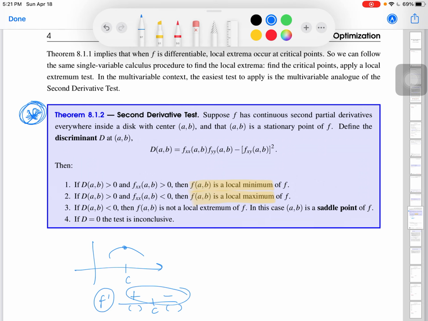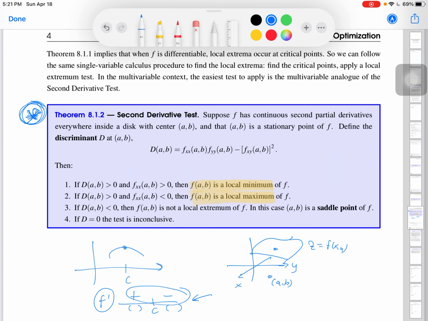And then from the sign changes, we could determine whether it's a local maximum or local minimum. You can see why in the multivariable context it might get a little tricky to do this. Because if I'm looking at a point (a, b), and I'm trying to look at what's happening on the surface z = f(x, y), I can't so easily do what I did here.